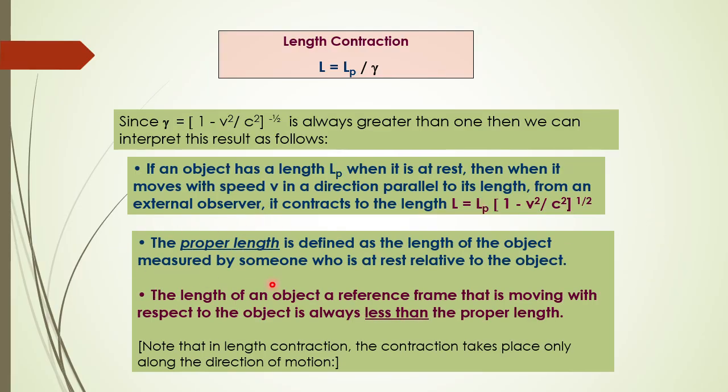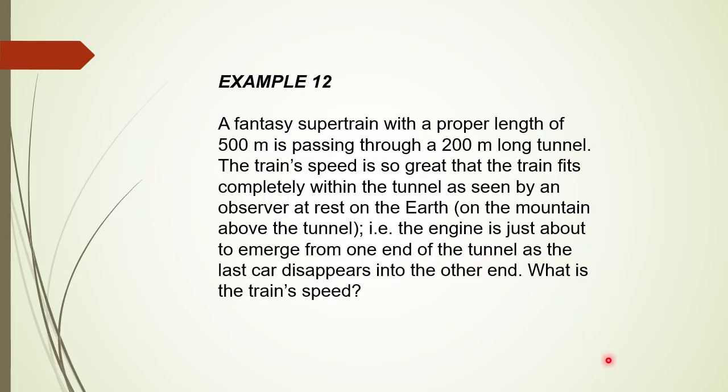So the proper length is defined as the length of an object measured by someone who is relatively at rest relative to the object. And the length of an object measured in a reference frame that is moving with respect to the object will always give you less than the proper length. Let's try this with an example.